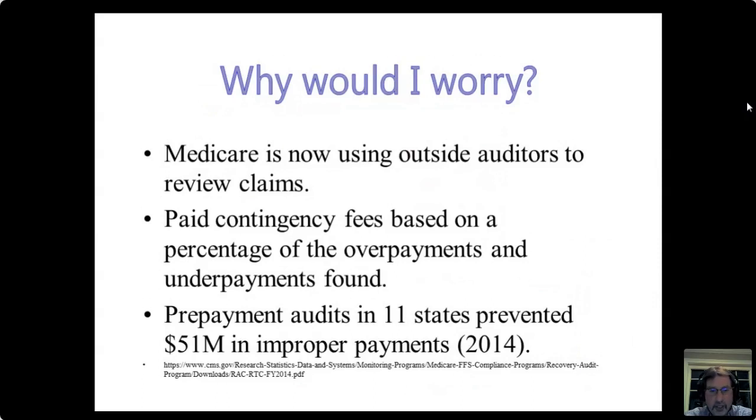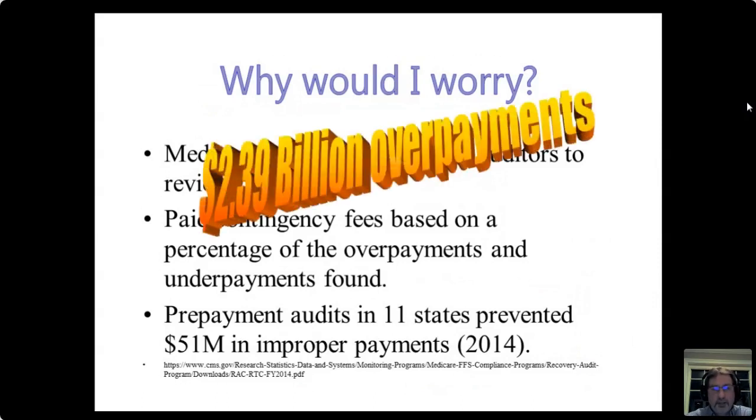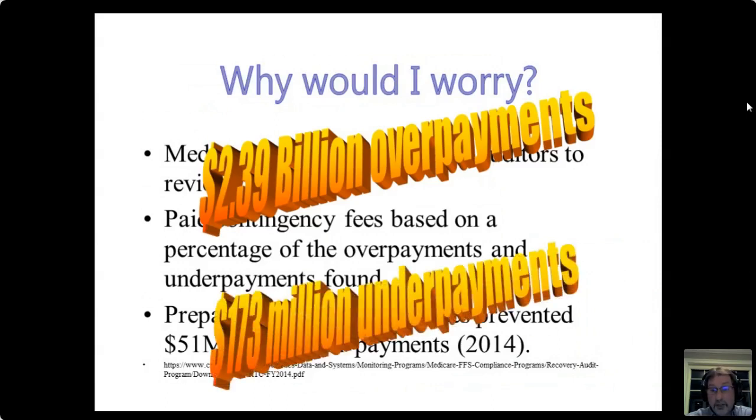Now this slide that I have up here was from when I was doing this talk back in 2015. At that time, when they first started this program, they also started doing some prepayment audits where they looked at records before they paid them, and they found that it prevented $51 million in improper payments. As this program went through its first year, they found $2.39 billion in overpayments. Now that's Medicare Part A and Part B, hospitalization and office visits, but there was quite a bit of overpayment going on. They also found $173 million in underpayments. Believe it or not, they'll let you know if you're undercoding a little bit too. But you can see the difference there. There's a huge difference, and Medicare found this to be a very, very successful program.